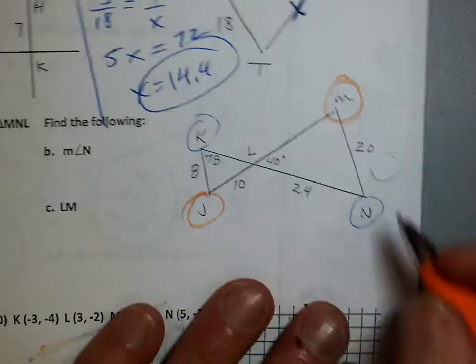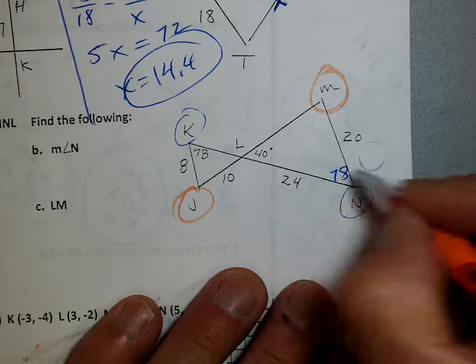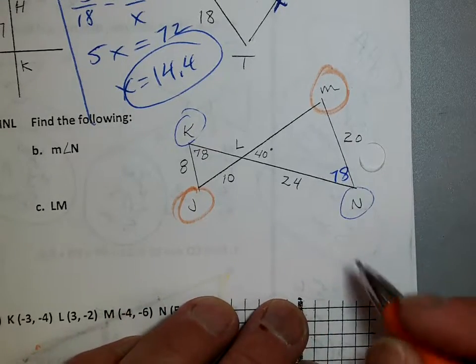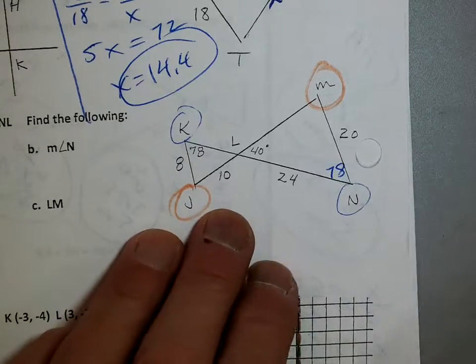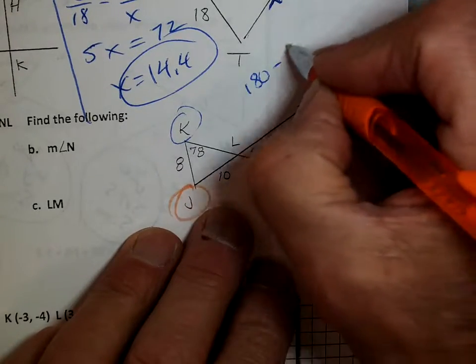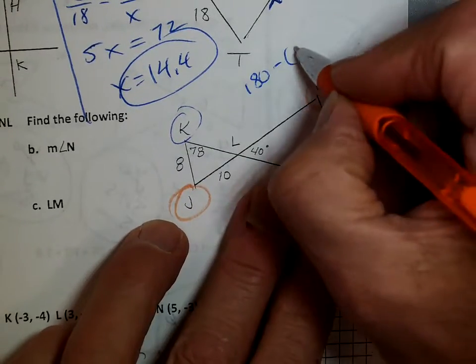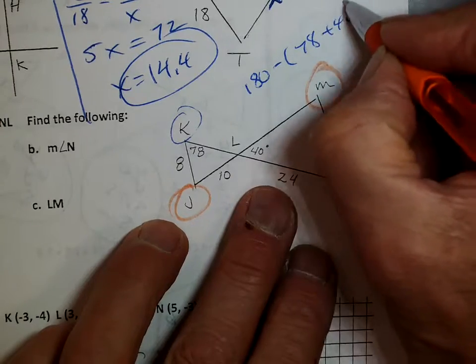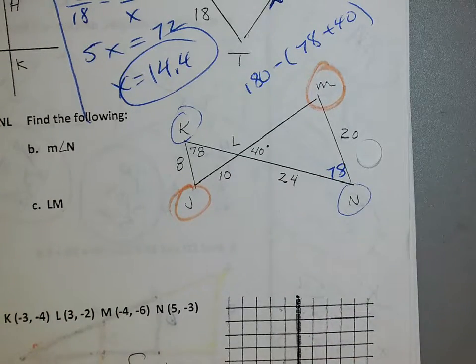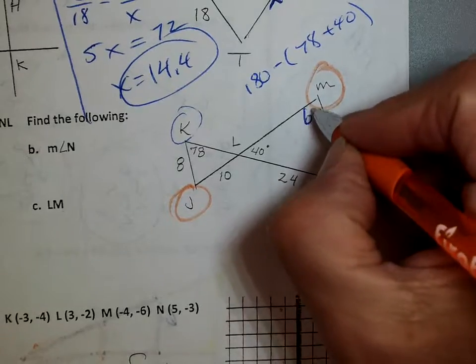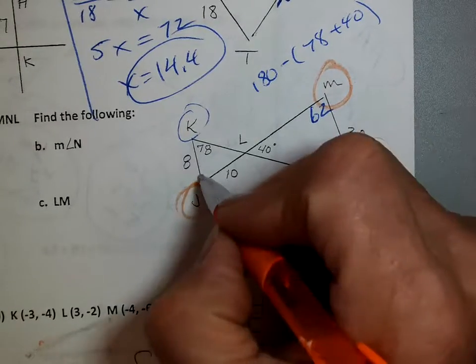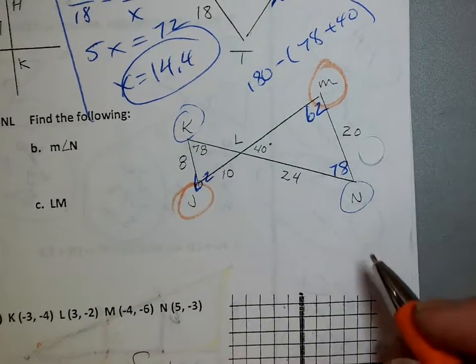So if this is 78, then this is 78, right? I'm going to get M from 180 degrees, right? 180 minus 78 plus 40, right? 180 degrees in a triangle. That's easy. All right, let's do that real quick. 180 minus parentheses 78 plus 40, and I'm going to get an answer of 62. Okay. So that means J is also 62, right?